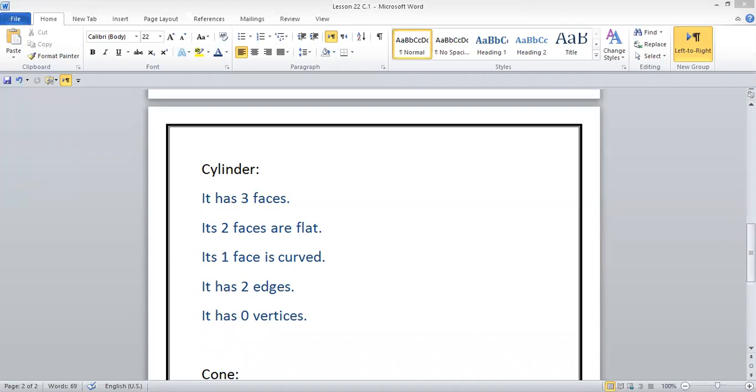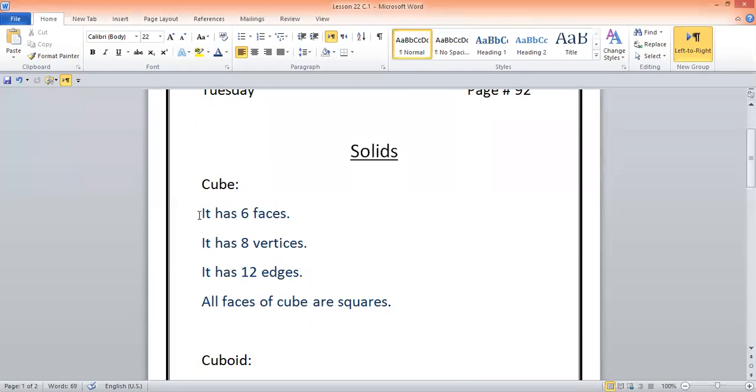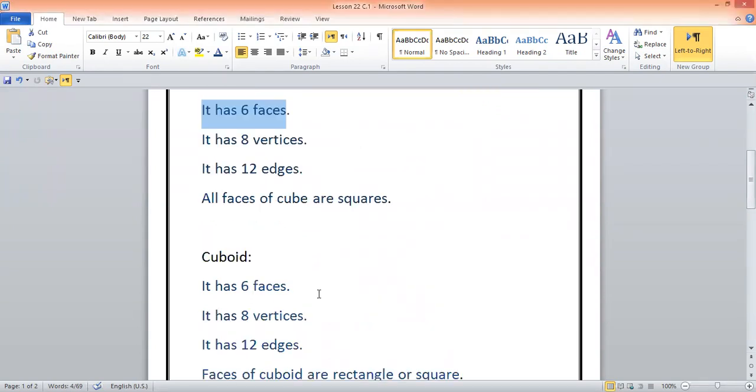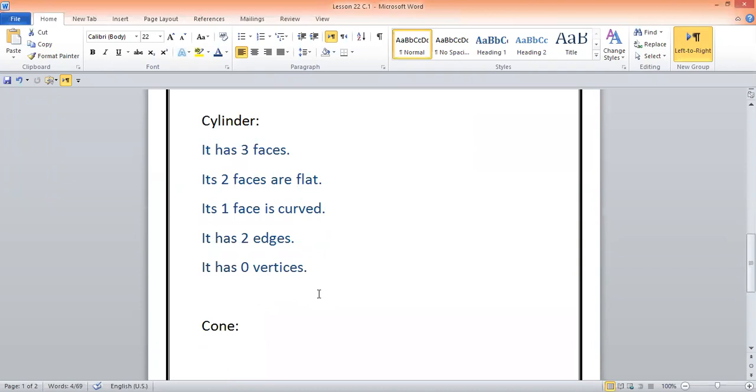What happened to you guys? Cube. I'm asking about cube. It has 6 faces. How many faces? 6. Why are you saying 9 and 8 like this? Cube has 6 faces. How many faces?